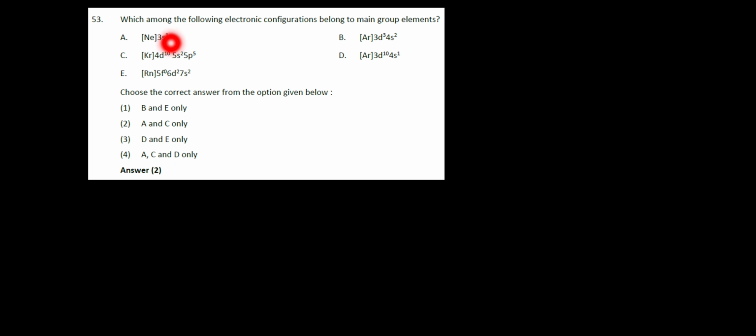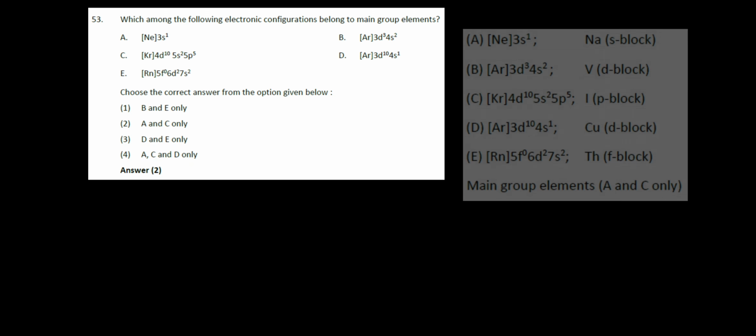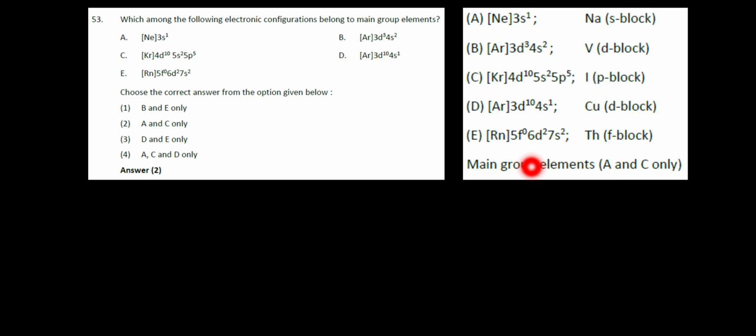Here, A is very clearly neon 10, this is 1, so sodium belongs to the s block. We have to find out which belong to the main group. Main group means s block and p block. So A belongs to the s main group. B and D: you can see manganese, scandium, titanium, vanadium, chromium, manganese. This is the d block. Option D, this is copper, which also belongs to the d block. And C belongs to the p block, iodine. You can count the electrons and find out.